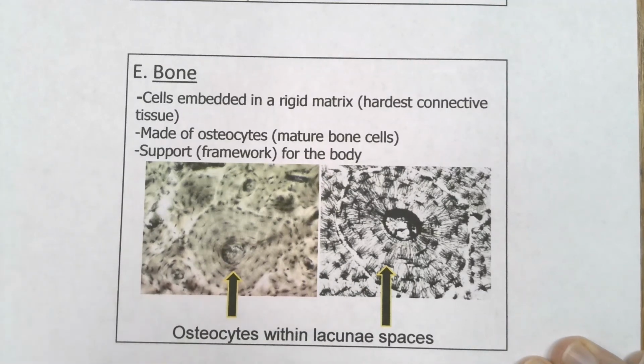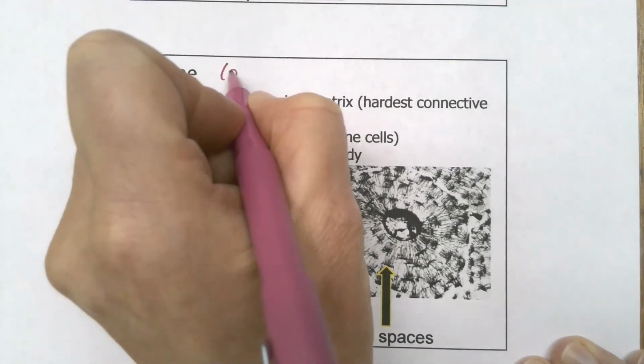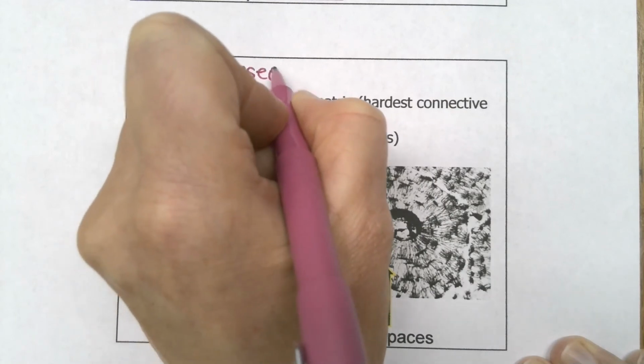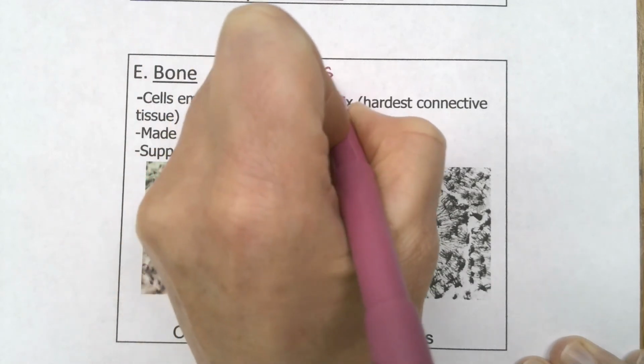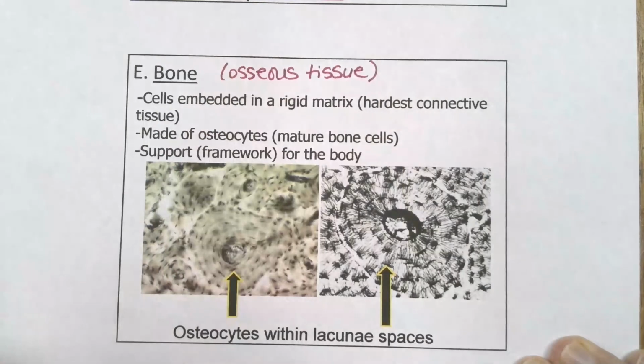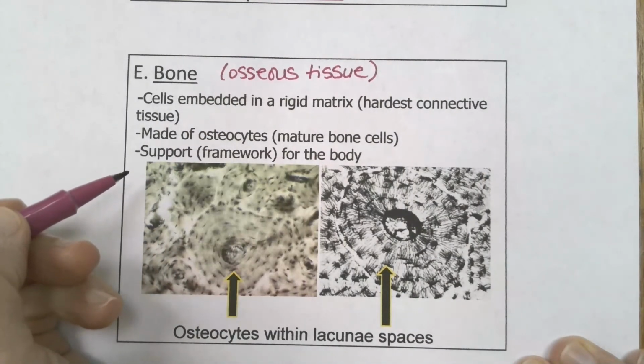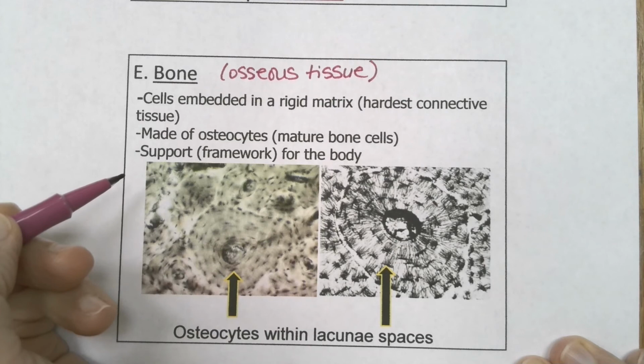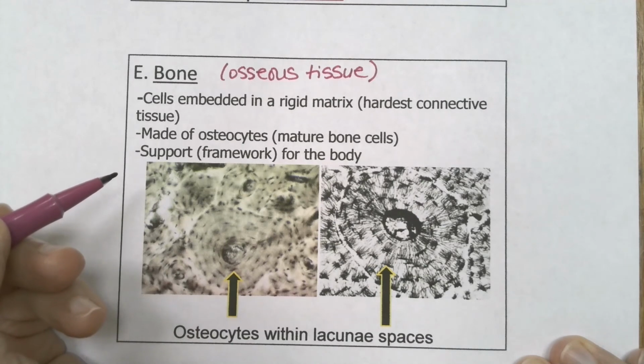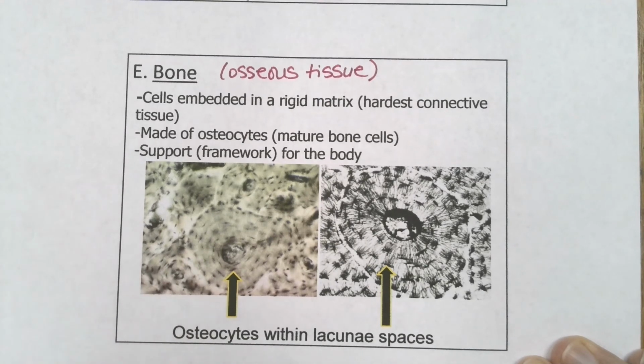And this is sometimes called osseous tissue. Let me write that as well. Osseous. Okay, so support and framework for the body. This is going to act as levers for our muscles when they contract, to help propel us around in our daily activities. So I always say this looks like a cross section of a tree where you can count growth rings on the tree.